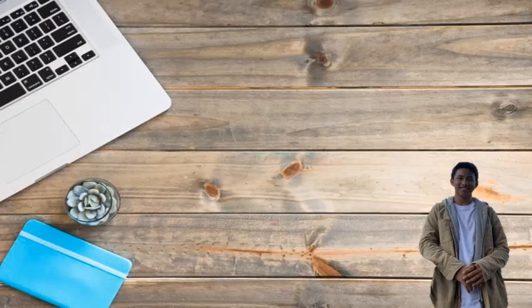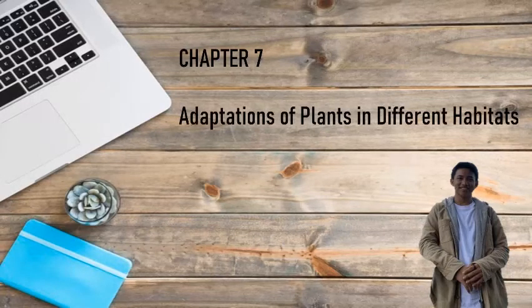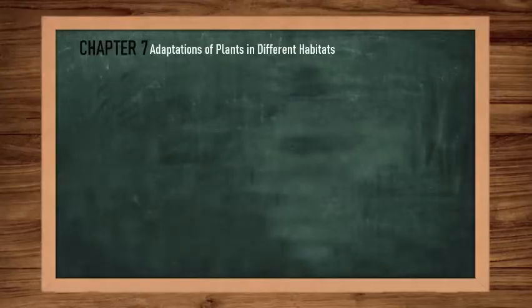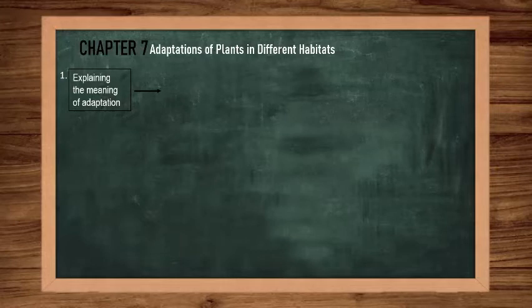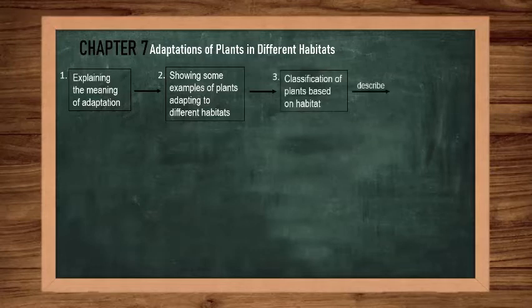Hello, my name is Kssm and today I want to talk about Chapter 7, that is adaptations of plants in different habitats. In this video I will be explaining the meaning of adaptation, showing some examples of plants adapting to different habitats. I will also talk about the classification of plants based on habitats, and I will describe further each of the classifications that are halophytes, hydrophytes, mesophytes, and xerophytes.